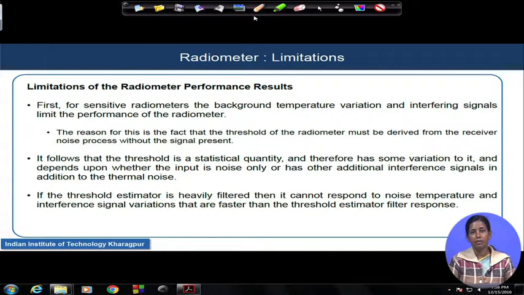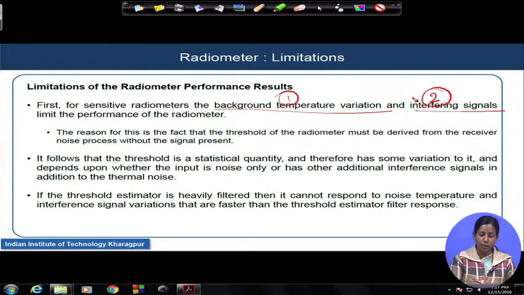But there are several limitations of this wideband radiometer performance. First of all, it is heavily sensitive to the background temperature variation and interfering signals. So, first is the temperature variation, second is the interfering signals that limit the performance of the radiometer. Why is it so?